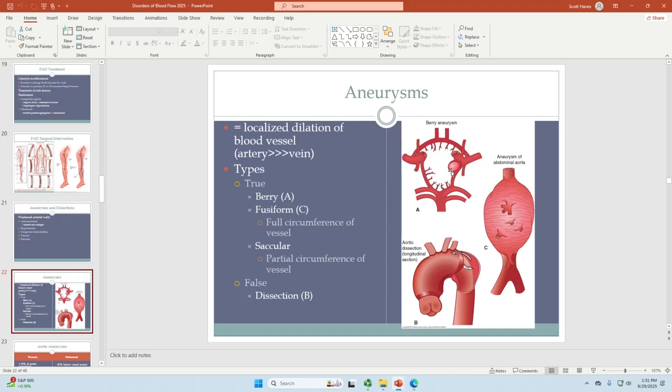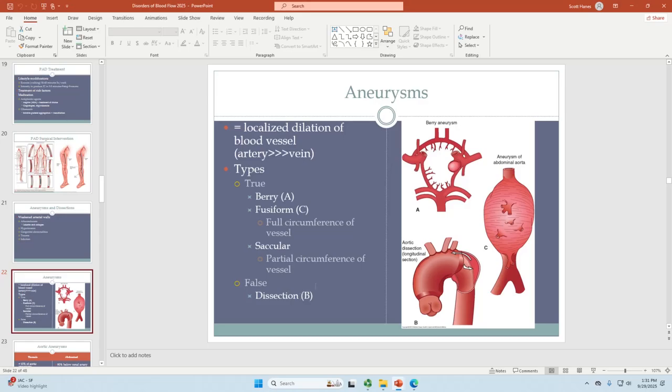Berry aneurysms tend to occur in the small vessels in the CNS. You can see this one here, and those tend to be mostly within the CNS. False aneurysms are technically aneurysms, but they don't necessarily involve dilation of the vessel wall itself.